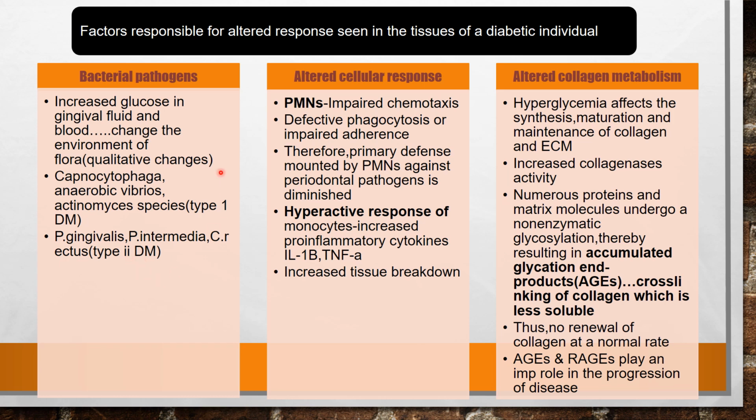So these are the bacterial pathogens, the role of bacterial pathogens. There will be an increase in the amount of pathogens, or in the quality or virulence factors. This can influence the response of the tissues. So coming to the altered cellular response, you can see that there will be altered function of neutrophils.